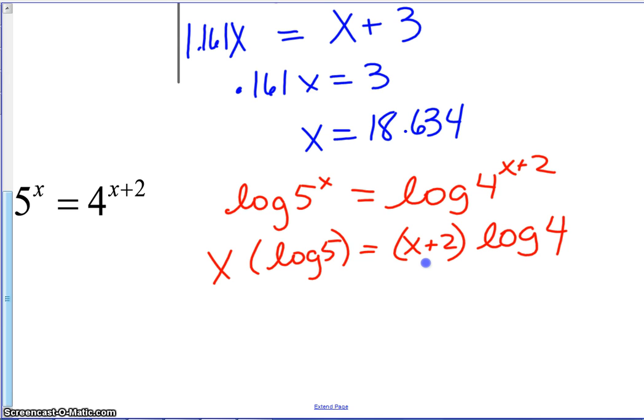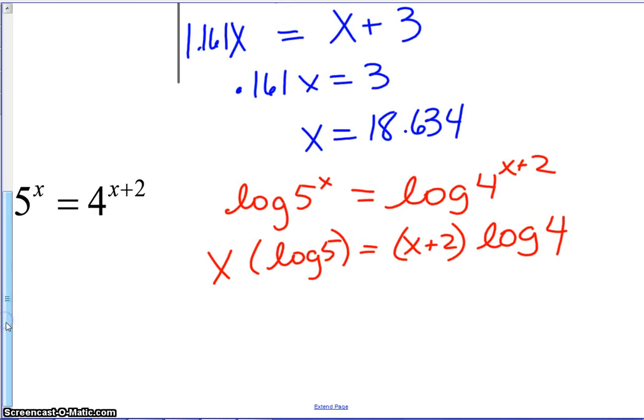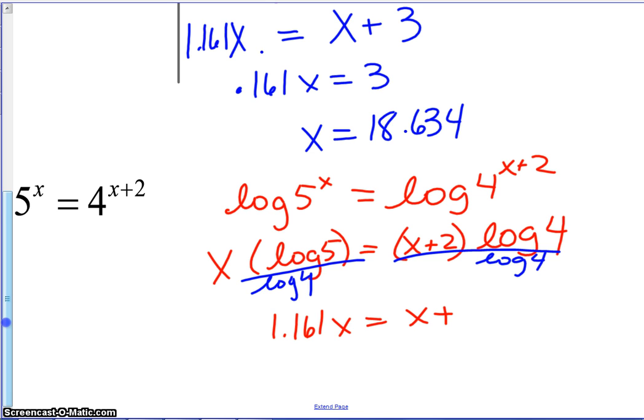Well, again, I'm going to take log of 5 divided by log of 4. I think that's just the quickest way to get rid of this. So I'm going to divide both sides by log of 4 here. And actually, I had that same value up here. So I know that what we have is 1.161x. Now it equals x plus 2.